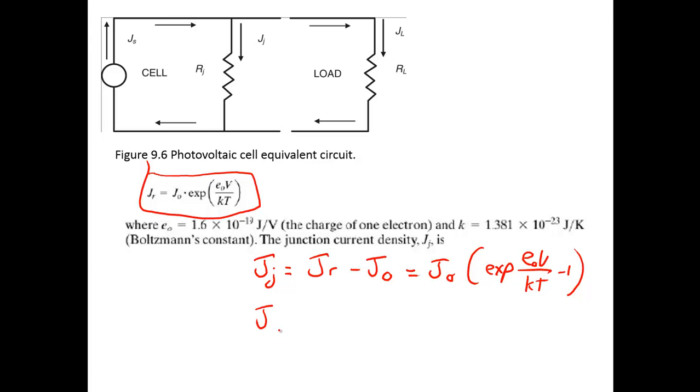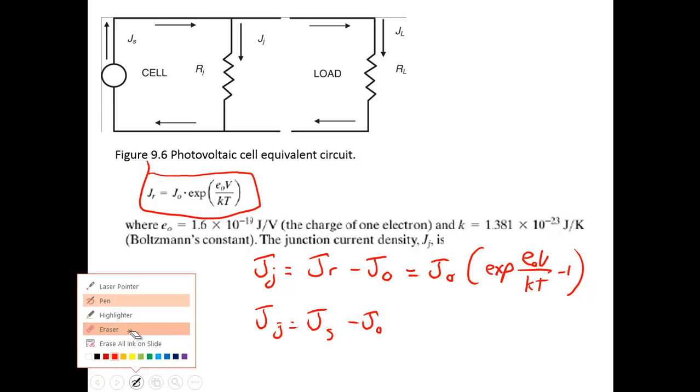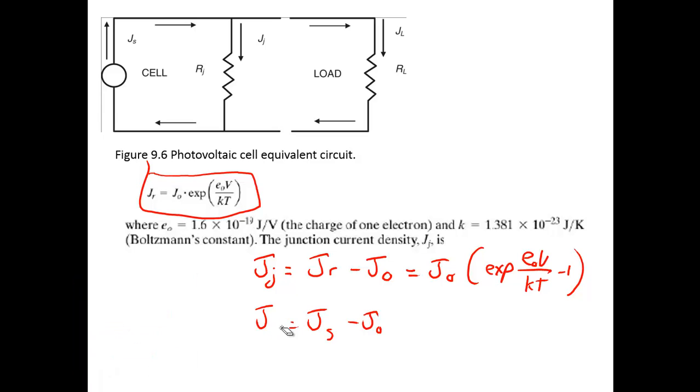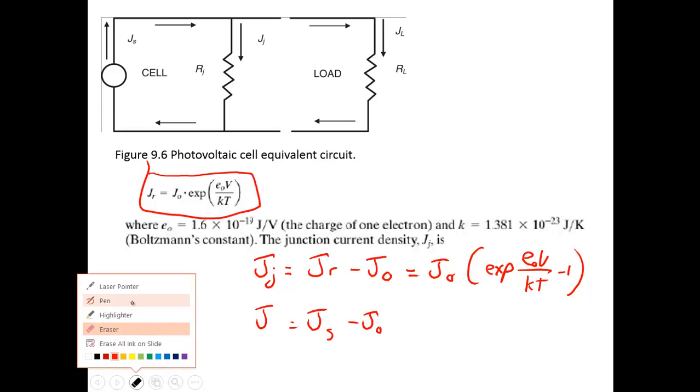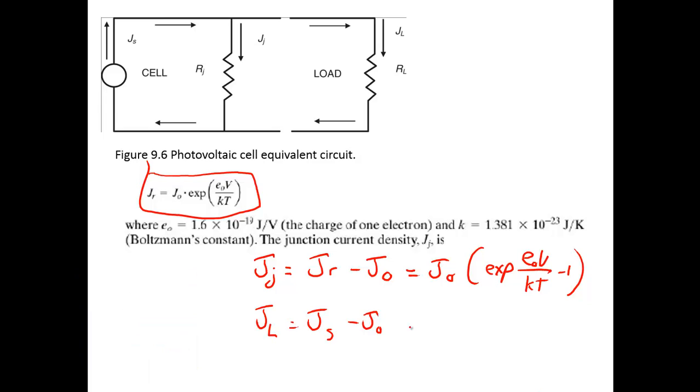And the current coming, J sub S, minus the junction current. Sorry, that's J sub L. So that would be the actual load. So the actual load current would be what we would call the short circuit current minus the junction current.